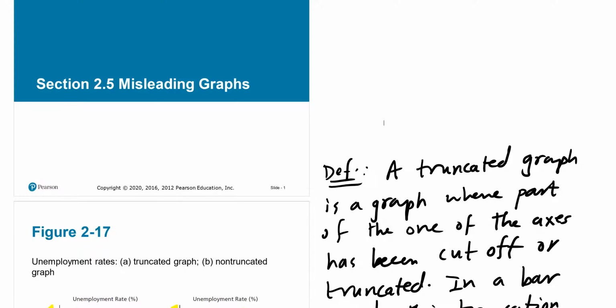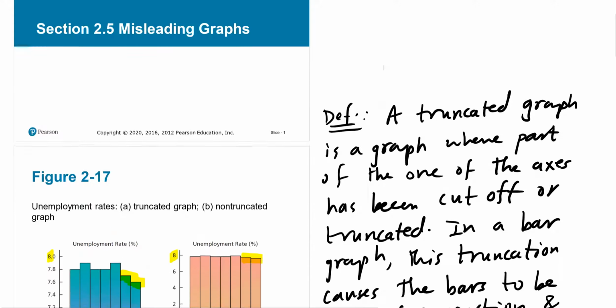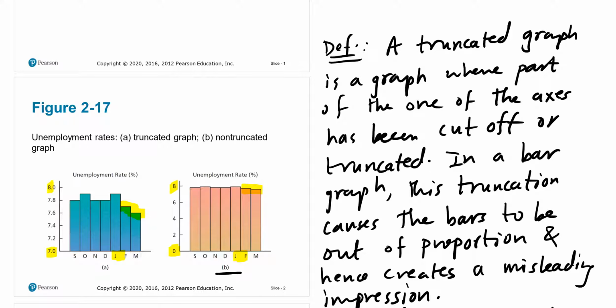For example, if you look on the left side of the screen, part B, that's the actual graph of the unemployment rate percentage-wise. It was collected month by month: September, October, November, December, and so on. And you see that the unemployment rate from the original data was almost at the same rate. As you can see, it's very tiny, between 7 and 8%.